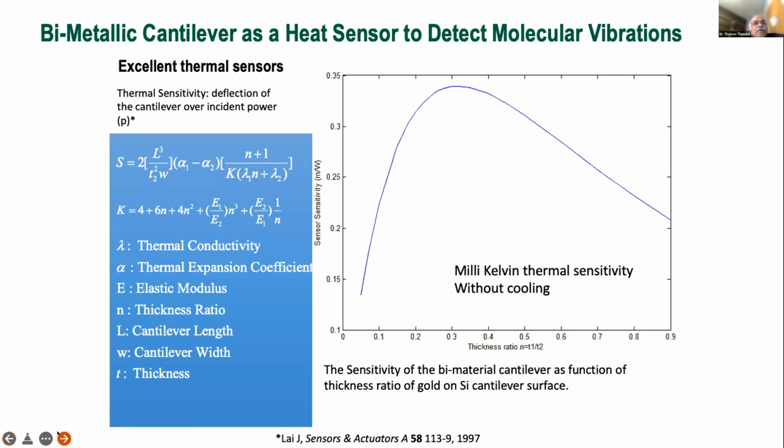So we decided to go with a different approach, where we have this bimetallic cantilever. We deposit a thin layer of metal, like gold or aluminum, and this is the thermal sensitivity of the cantilever as a function of the thickness of the metal. This is all modeled very nicely, and it becomes extremely sensitive to temperature, in the range of millikelvin, without any cooling. So it's a thermal sensor.